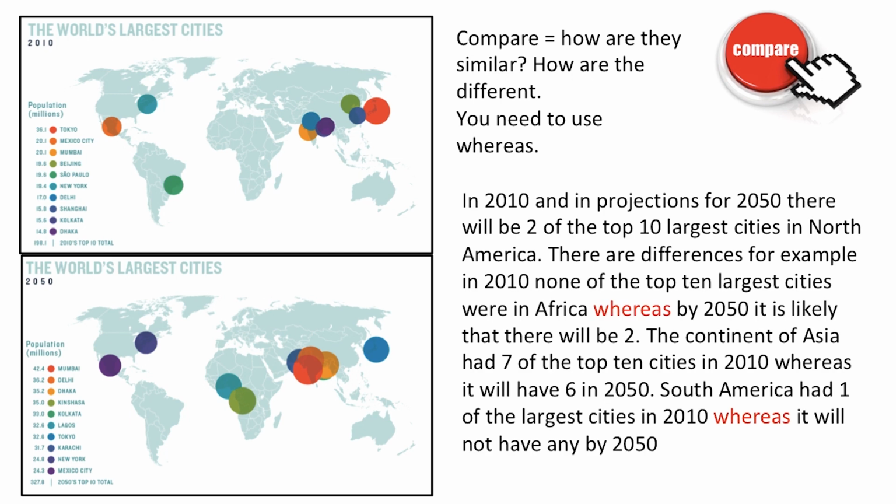In 2010 and in projections for 2050, there will be 2 of the top 10 largest cities in North America. There are differences. For example, in 2010, none of the top 10 largest cities were in Africa, whereas by 2050 it's likely that there will be 2. The continent of Asia had 7 of the top 10 cities in 2010, whereas it will have 6 in 2050. South America had one of the largest cities in 2010, whereas it will not have any by 2050.